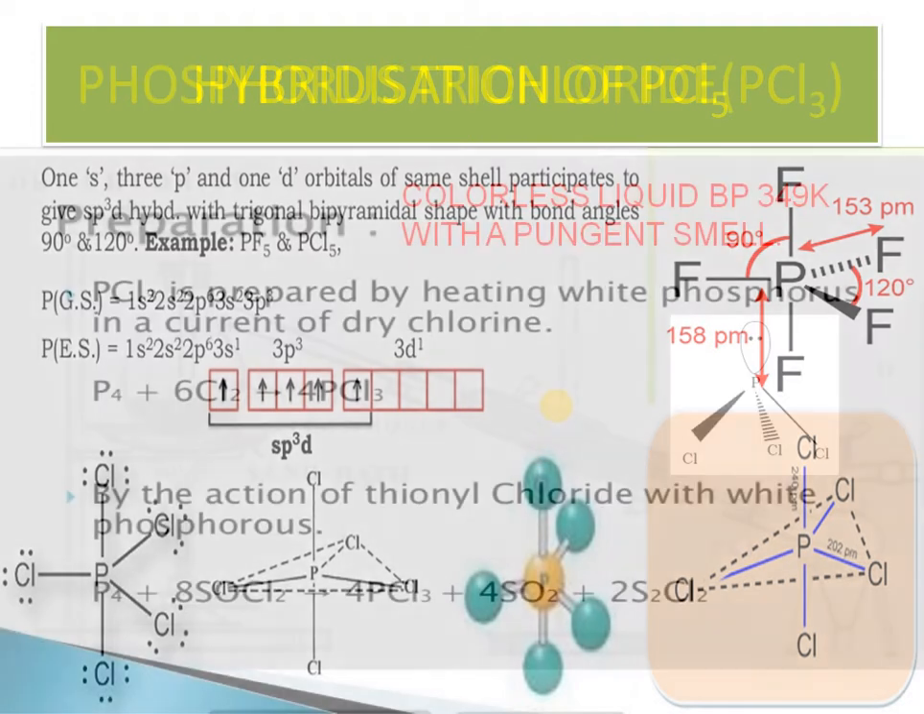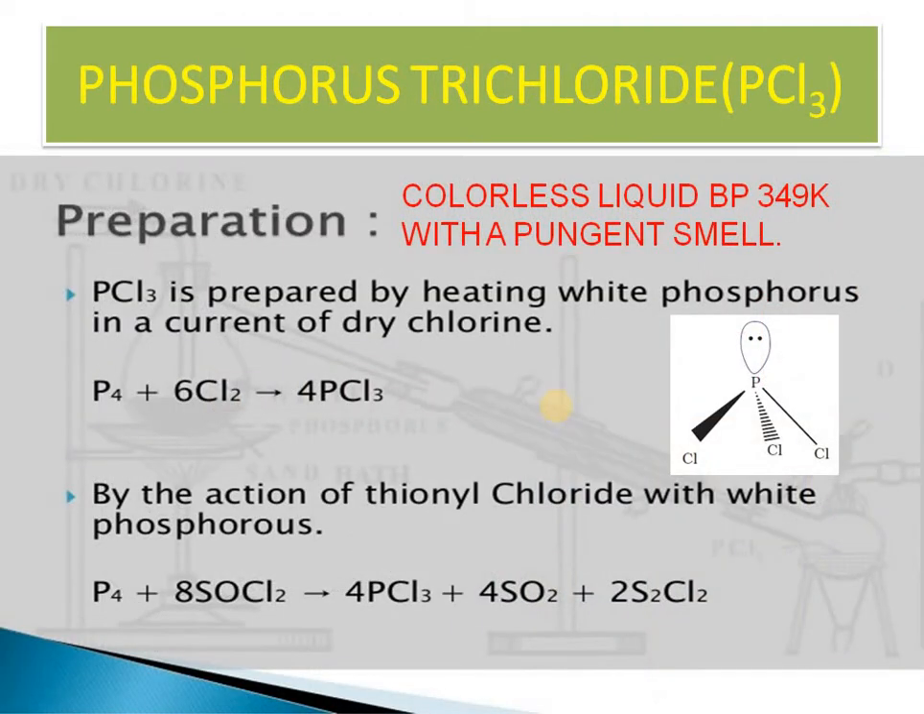Let us move to the next part, preparation. First, PCl3 is a colorless liquid with a boiling point of 349 Kelvin and a pungent smell. This is the geometry: 3 bond pairs and 1 lone pair, pyramidal. PCl3 is prepared by heating phosphorus in the presence of dry chlorine. The reaction is in front of you.